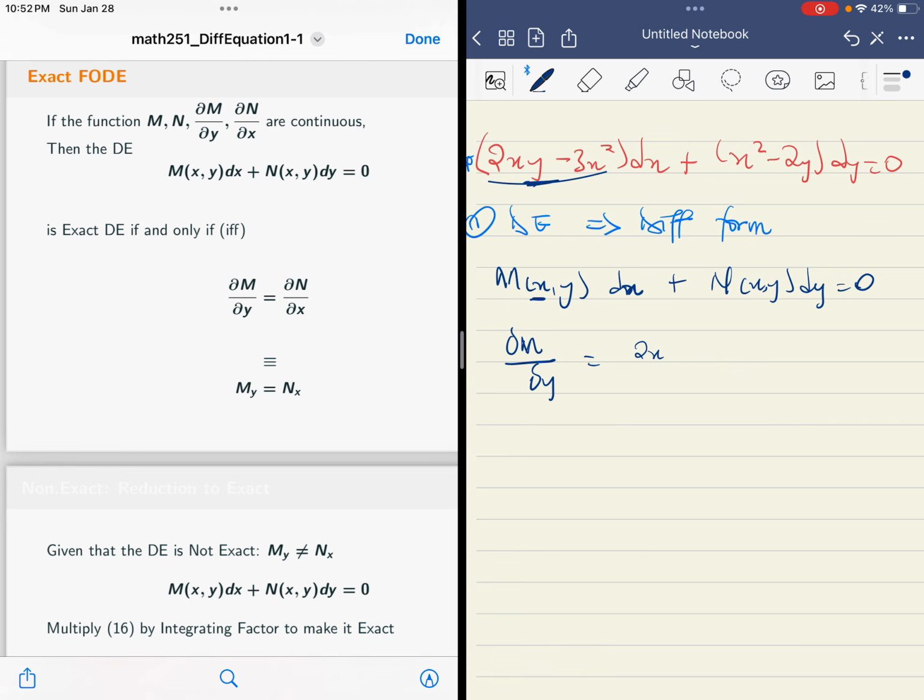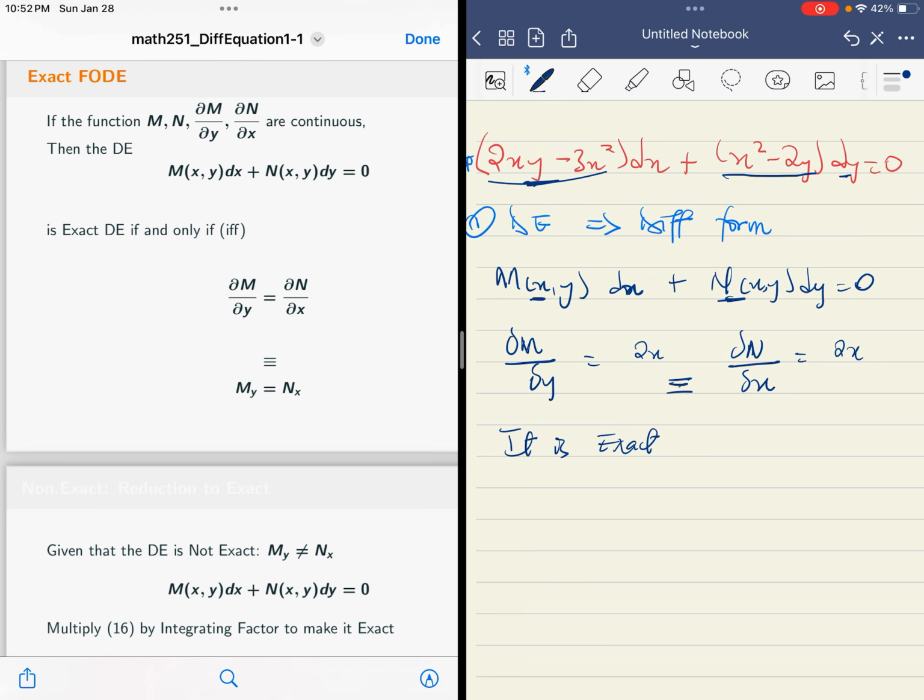And then we take the N of x,y, which is this whole term right here. N of x,y is the coefficient of dy, and so we differentiate that with respect to x. Very simple. If you do that, you get 2x. What do we see here? These are equal, and because they are equal, the differential equation given is exact.